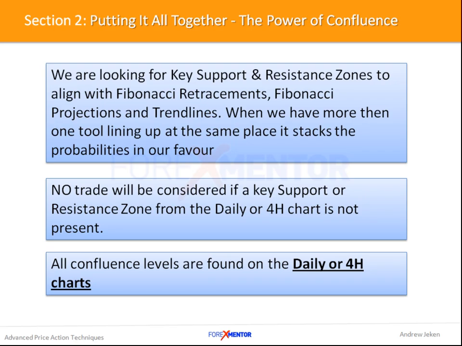Please read that again. All confluence levels are found on the daily and 4-hour charts, not a 5 or 15-minute chart. The main players in this industry are trading off a big time frame, your daily, weekly, monthly, 4-hour chart, not a 5-minute chart. Please be very careful about trying to trade smaller time frames like 5-minute charts without taking note of the bigger picture.